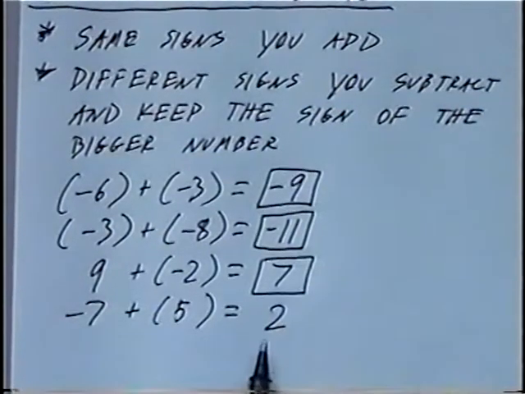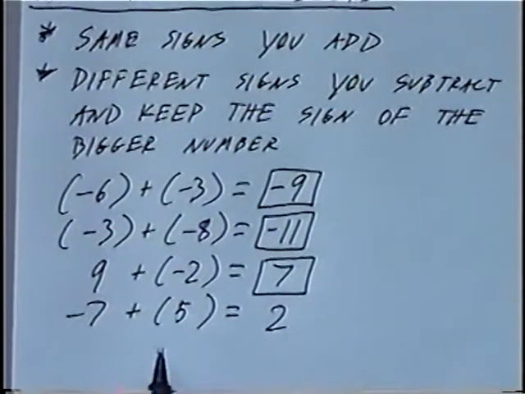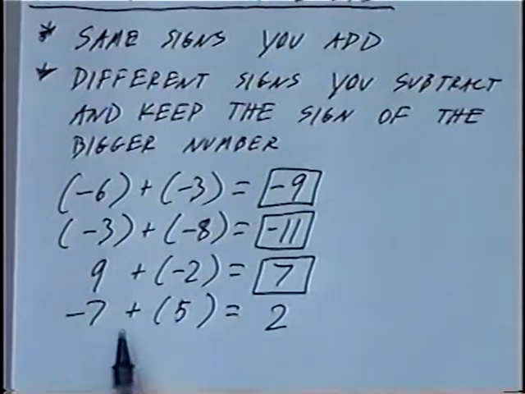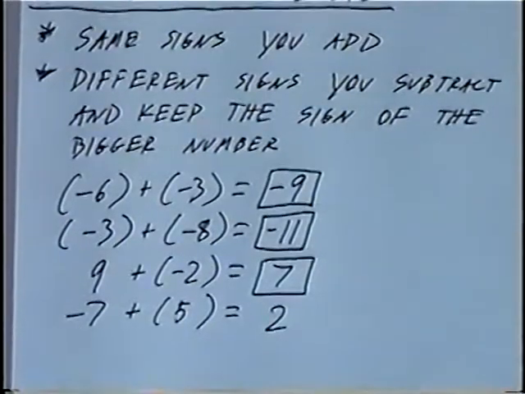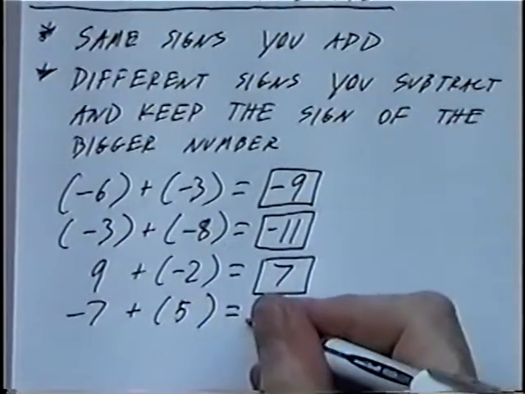And again, to determine if it's positive or -2, look back at your numbers. Whichever number is bigger, ignoring the negative. 7 is bigger than 5. The sign in front of the bigger number tells you that's -2.